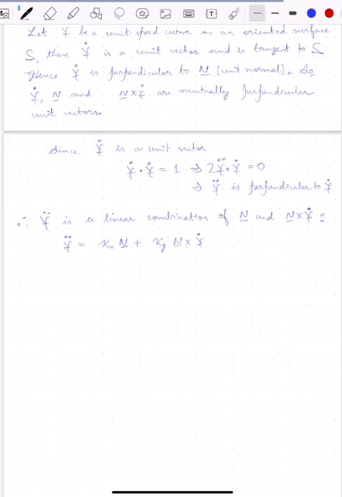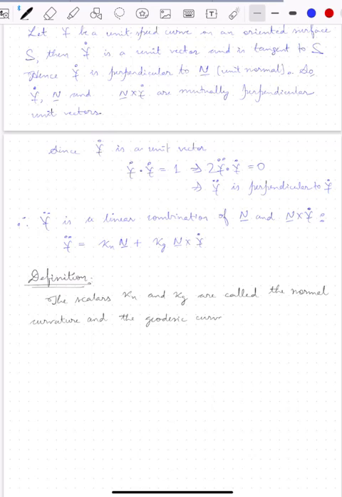So this leads us to a definition. The definition is that the scalars kappa n and kappa g are called the normal curvature and the geodesic curvature of gamma respectively.